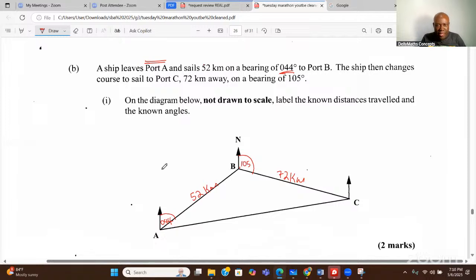All right. So it says, on the diagram, not drawn to scale, label the known distances traveled and the angle. I put them on already when I was reading. Most times if you read and put on, by the time you finish, sometimes you've answered one question. As you could see, we put on what we got right there.